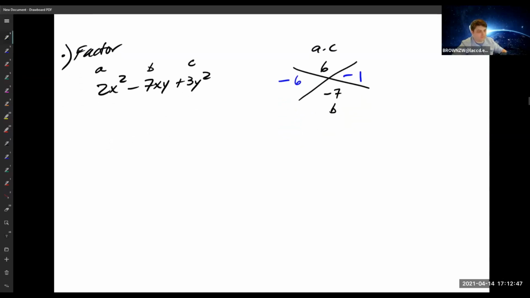Okay, so that's going to tell me how I break up my middle term. So let's break it up. That's going to be 2x squared minus 6xy minus xy. Technically, it's a 1xy, but we can just drop the 1 like we usually do. And then we have plus 3y squared.